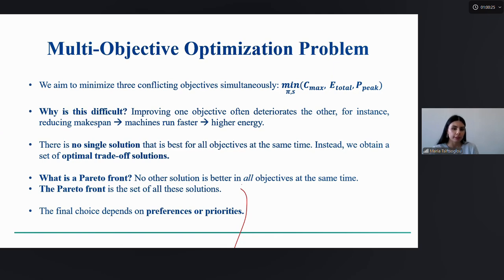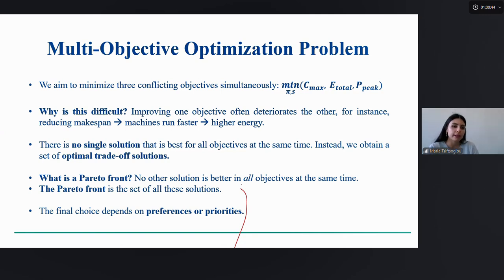And why is this difficult? So, improving one objective often deteriorates the other one. For instance, if we try to reduce the makespan, that causes an increase to the energy consumption as the machines run faster. So, here there is not a single solution.